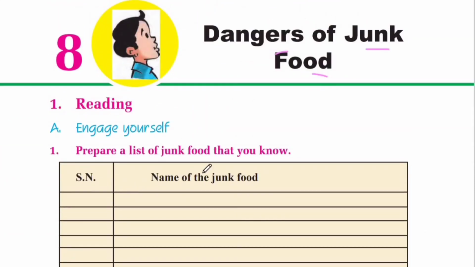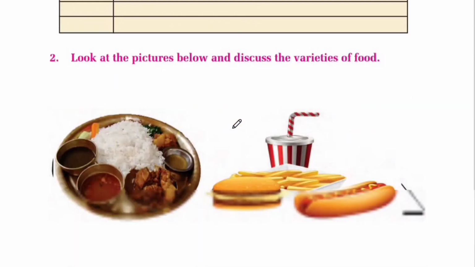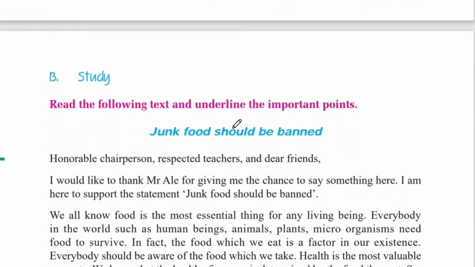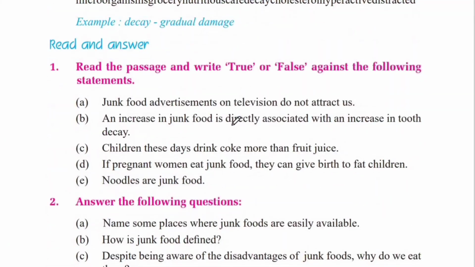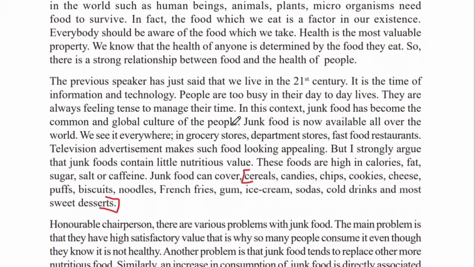Okay, first one. Prepare a list of junk food that you know. As I already told you some names of these junk foods, you can write from here. Here, serial number 1, 2, 3, 4, 5, 6, 7, 8, and here will be the names of the junk foods. You can simply write from here.